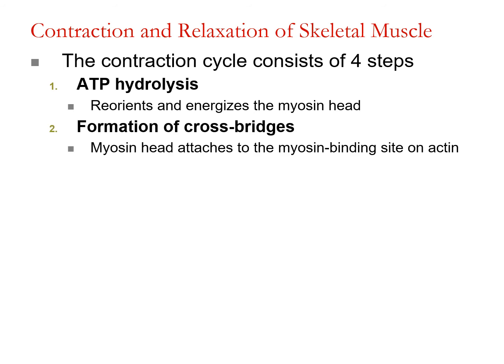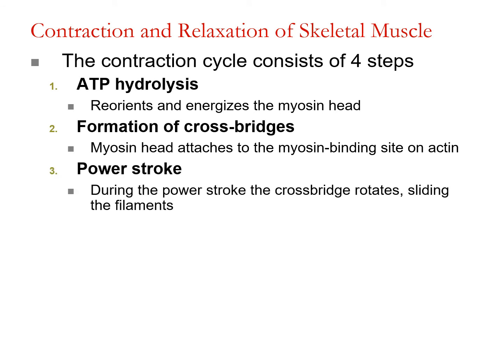In step 2, that energized myosin head now attaches to the myosin binding site on actin and forms what's called a cross bridge. So the myosin now is going to attach to the actin. The energy for this, or the change in the configuration of the myosin, occurs when the myosin head releases the phosphate group. So the release of the phosphate group, which was created in the previous step, is what changes the configuration of the energized myosin head. It now attaches to the actin and forms a cross bridge.